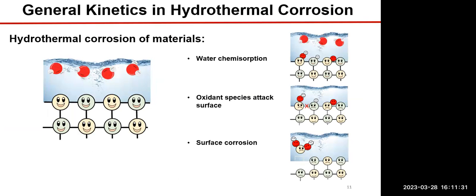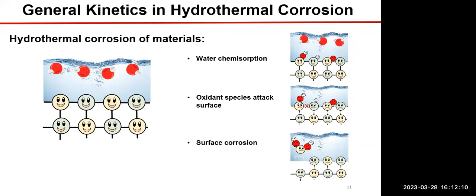Generally, the kinetic process for the hydrothermal corrosion of a material can be divided into 3 steps. The first step I call water absorption. It means that the water molecule above the surface will first dissociate, and then those species will be absorbed on the surface. And in this stage, the surface atoms are still very happy. But as time goes by, the smile has gone. We can see that those absorbed species will try to damage the surface and break the surface bonds. And eventually, the surface atom will dissolve into the water environment. It means that corrosion will happen.